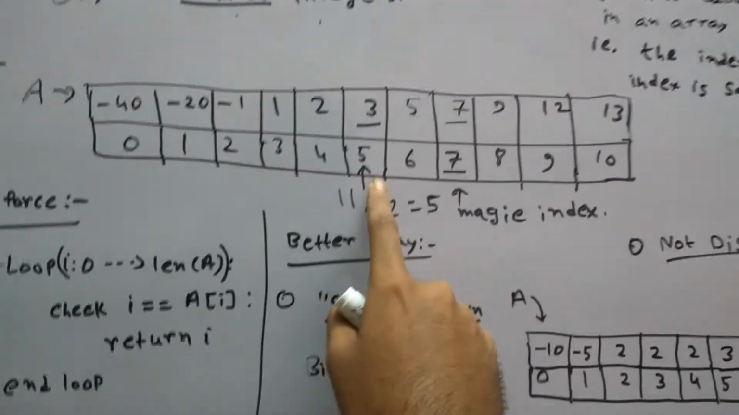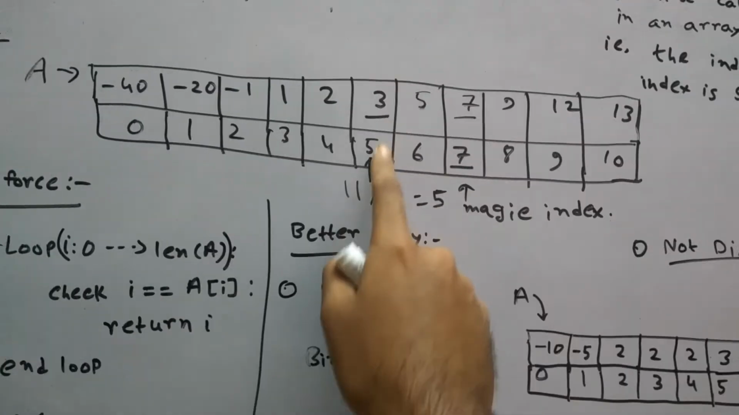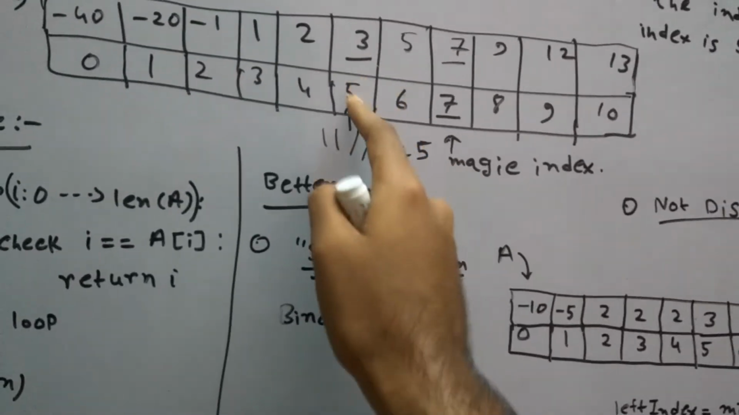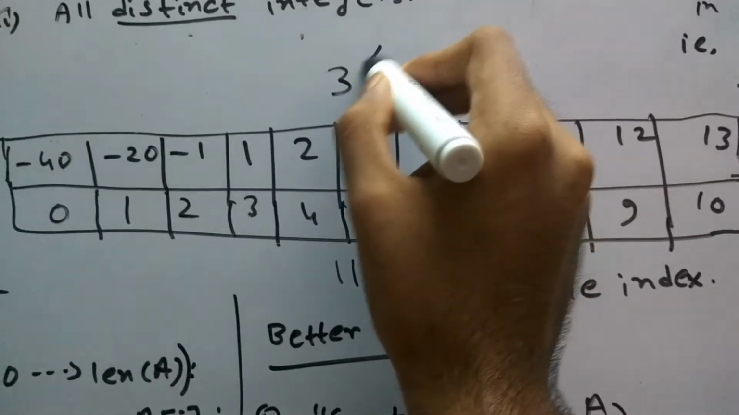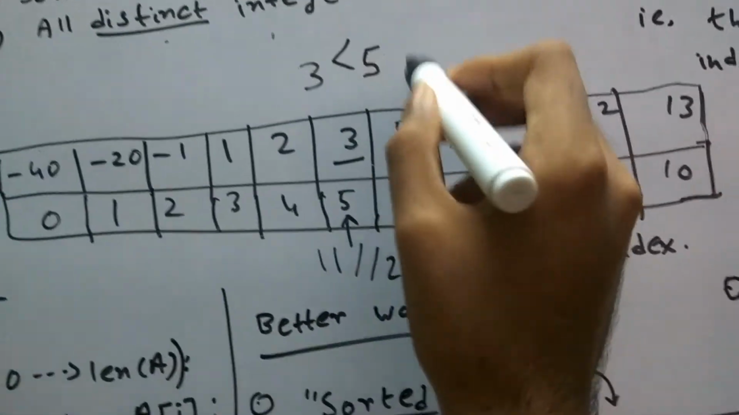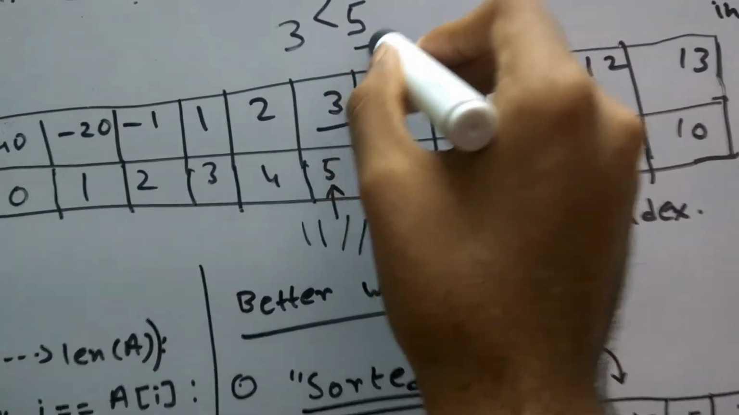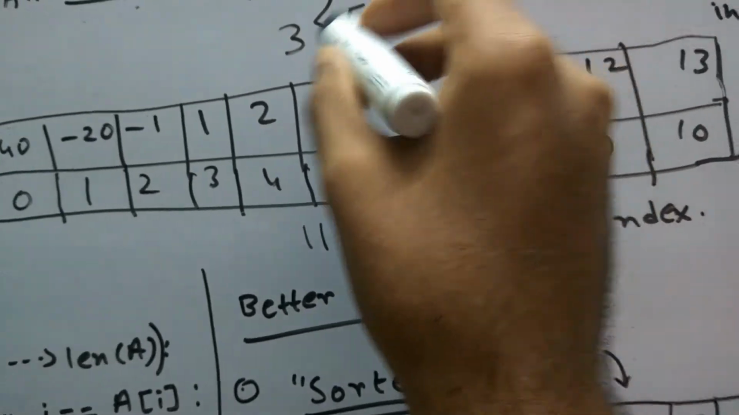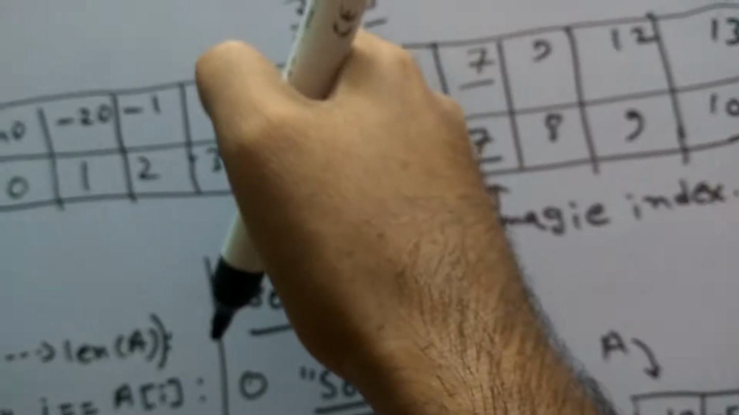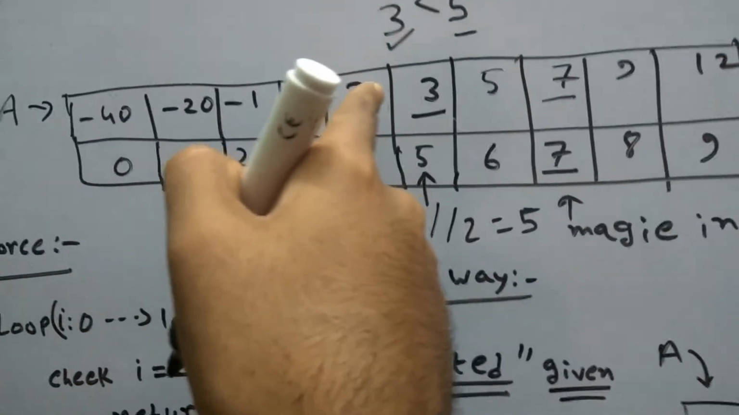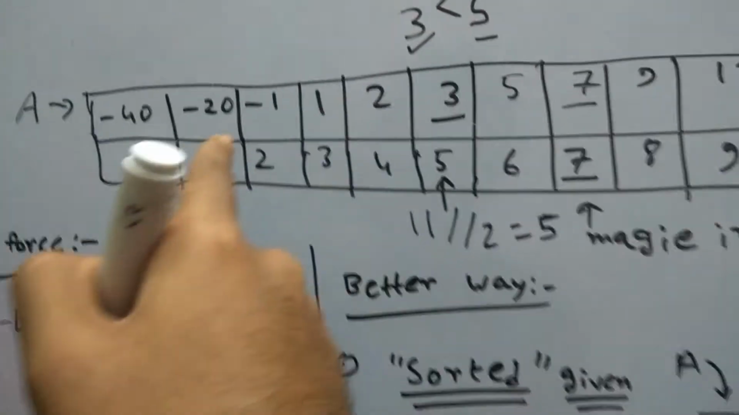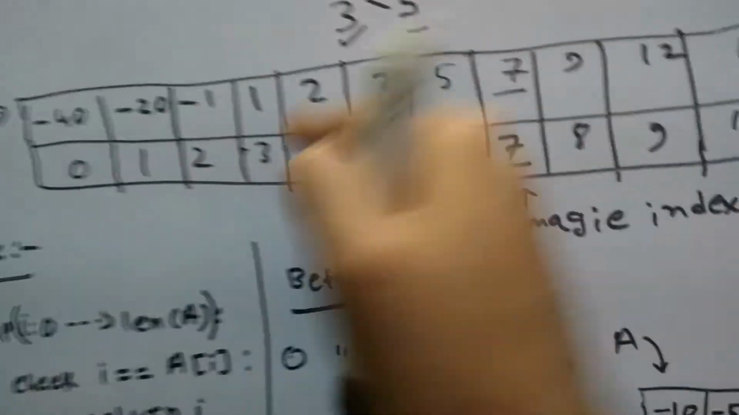Now listen very carefully. At index 5 we have the value 3, which is less than the index. So 3 is less than 5. We have to make it equal to the index, so we have to increase this value. For increasing the value, we don't need to check the left part, because we know all the values to the left of 3 would be less than 3. So that's why we only check the right part.